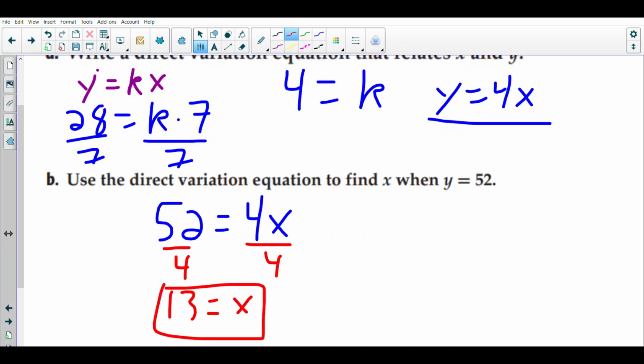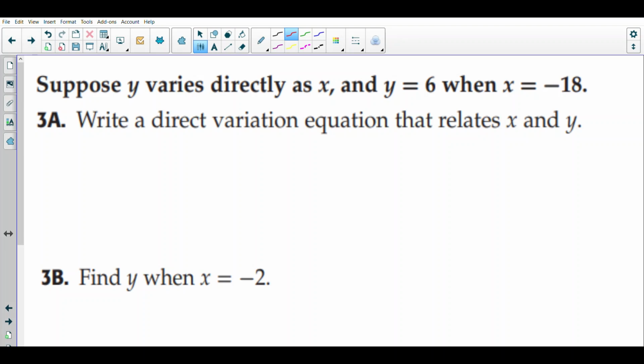Let's do another one. Same thing. Suppose y varies directly as x and y equals 6 when x equals negative 18. Write a direct variation equation that relates x and y, and then use that to find y when x equals negative 2. So once again, we start off with y equals kx. Now we're just going to substitute what we know in. So we get 6 equals k times negative 18.